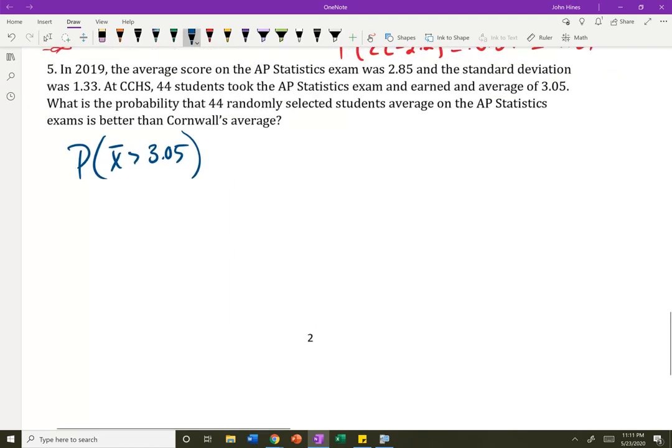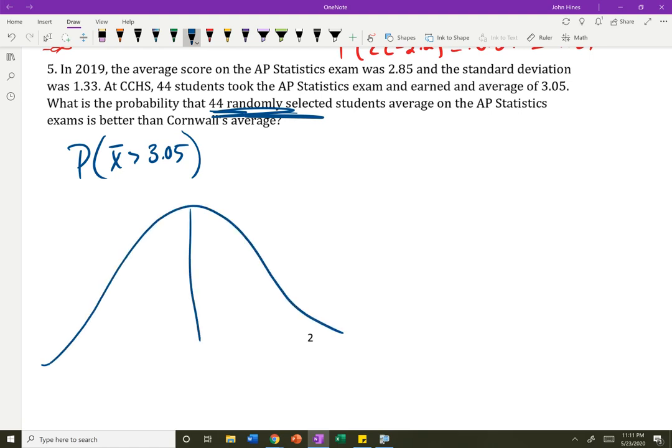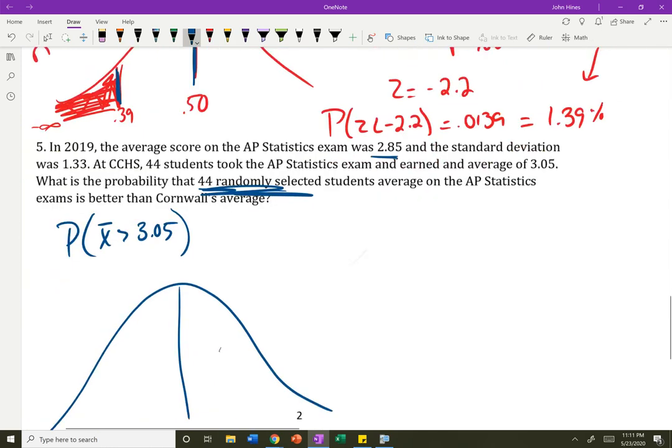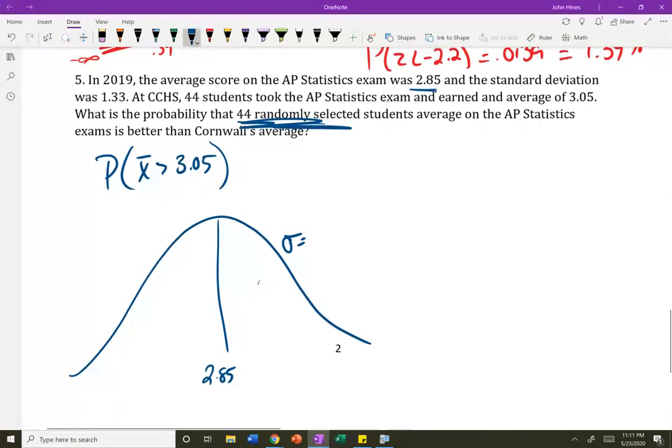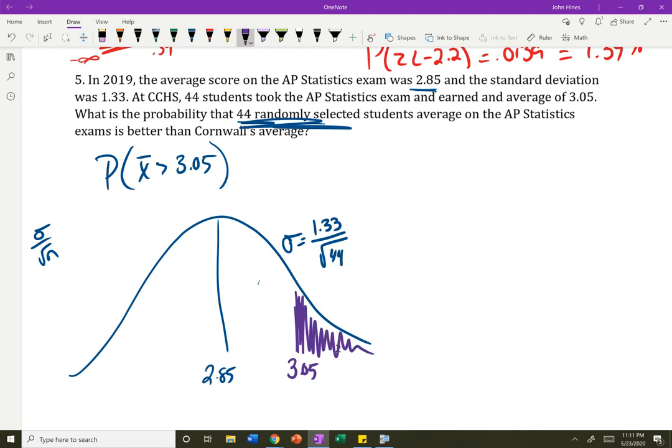So this is a sampling distribution because I'm taking a sample of 44 students. So I'm going to have a normal curve. The center is the true center, so 2.85. But the standard deviation changes. Remember, we're not dealing with proportions here. So this is sigma over radical n, 1.33 over the square root of 44. So it's the original standard deviation divided by the square root of the sample size. That's how we compute the standard deviation of our sampling distribution here. So our sample mean is up here at 3.05. There's Cornwall.